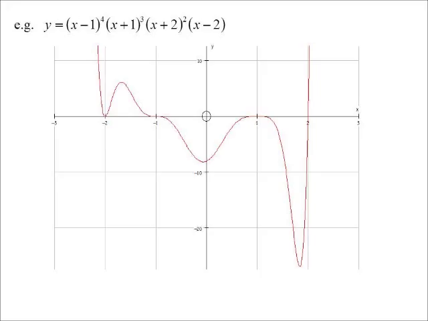Notice how it's a bit flatter than a parabola, because we said as the powers get higher, flatter at the base, steeper at the sides. So that's why that one's a little bit flatter. X plus 1 cubed, so there's our cubic coming through at -1. X plus 2 squared, so more like a parabola out there at -2. And -2, well, it's just cutting it like a straight line.